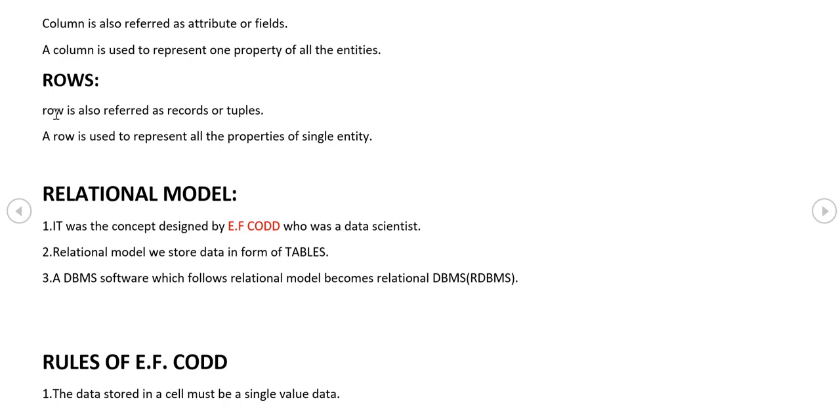Coming to rows. Rows are referred as records or tuples. Similar to columns, we have three terminologies for rows. We can call it rows or records or tuples. Just very simple. Rows are used to represent all the properties of a single entity. In columns, we are going to mention RAM, ROM, camera, battery, and all those things.